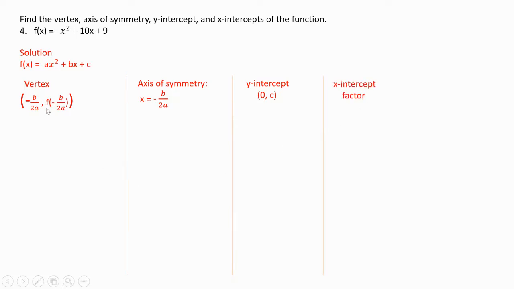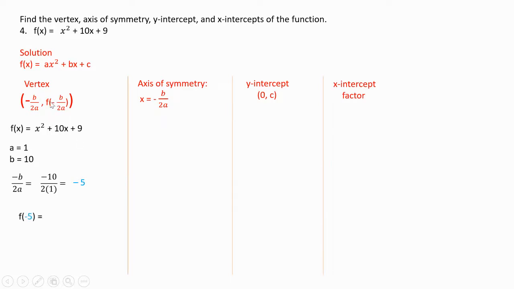Okay. So the first thing we're going to do is find the vertex. I have to know what the a and the b are, right? So my a is 1 because there's nothing there, and my b is 10. So negative b over 2a will be negative, my b is 10, and my a is 1. This will give us negative 5, because negative 10 divided by 2 times 1 is negative 5. So that's my x part of the vertex.